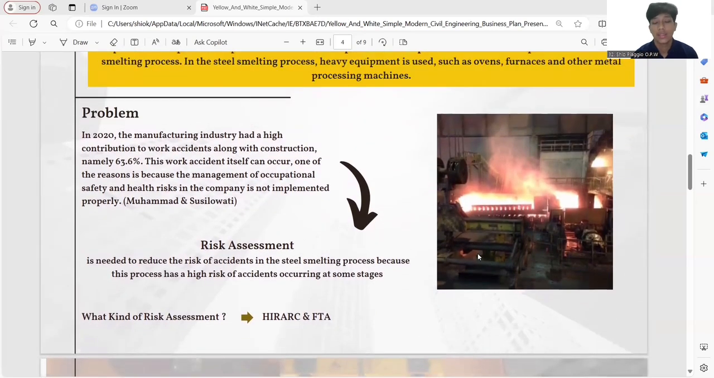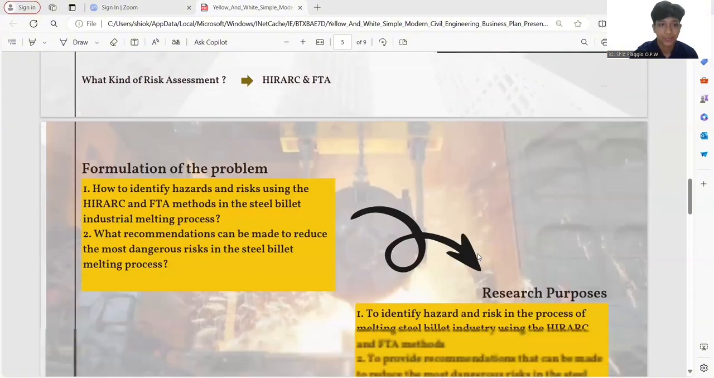And what is the solution? For me, the solution is risk assessment. Why risk assessment? Because we need to reduce the risk of accident in the steel smelting process, since every stage of billet production, especially steel smelting, has a high risk of accident. And the question is, what kind of risk assessment? The risk assessment we use in this presentation is HIRC and FTA.